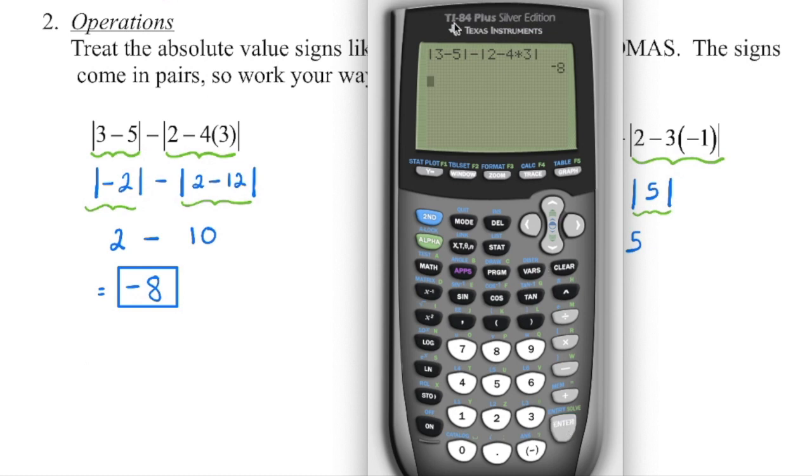If you're using a TI-83, when you press that absolute value, you're going to see a round bracket show up. So you just have to make sure you close it at the end there.